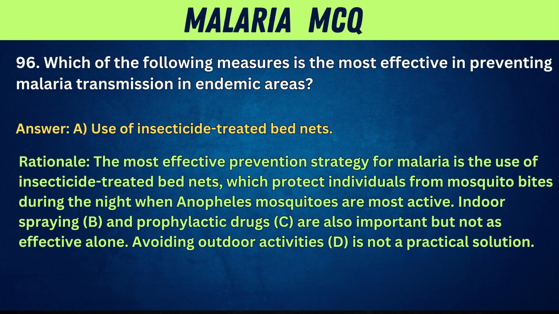Rationale: the most effective prevention strategy for malaria is the use of insecticide-treated bed nets, which protect individuals from mosquito bites during the night when Anopheles mosquitoes are most active. Indoor spraying, B, and prophylactic drugs, C, are also important but not as effective alone. Avoiding outdoor activities, D, is not a practical solution.